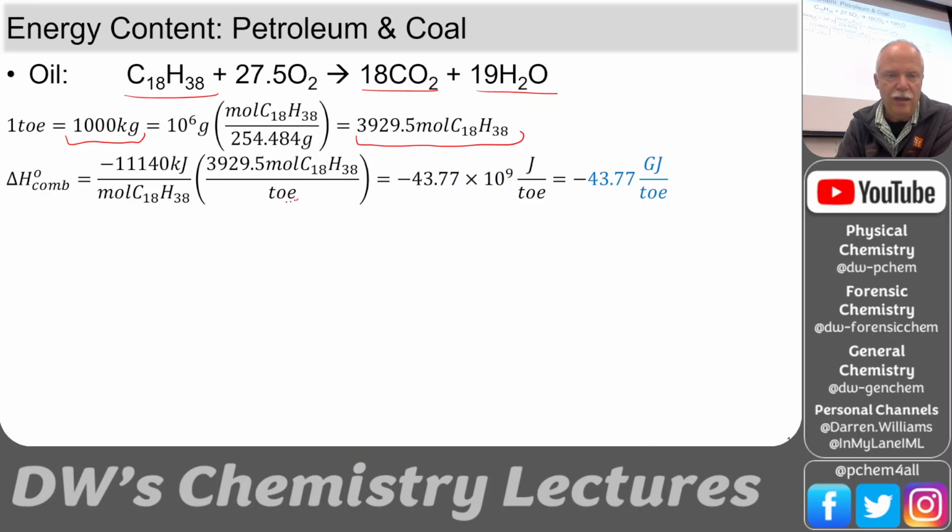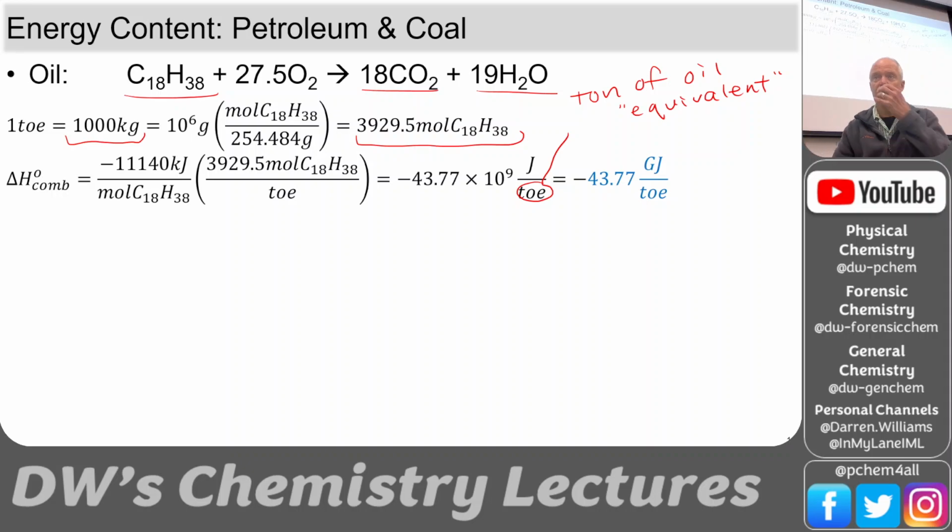Now this TOE, let me write that out somewhere. They're saying it's equivalent to a ton of oil. So if a ton of oil gives you a certain energy value and you calculate some other energy value, you could use this conversion to say, well, how many tons of oil would that be? That's equivalent to a ton of oil. So that's what we mean by ton of oil equivalent. And so this is 43 gigajoules per ton of oil equivalent.